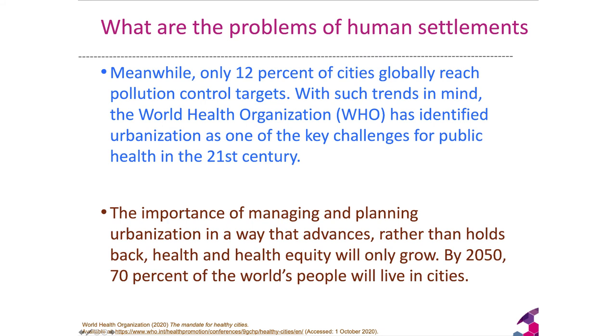Only 12% of cities globally reach air, water and soil pollution control targets. With such trends in mind, the World Health Organization has identified urbanization as one of the key challenges for public health in the 21st century. The importance of managing and planning urbanization in a way that advances rather than holds back health and health equity will only grow. By 2050, 70% of the world's people will live in cities.